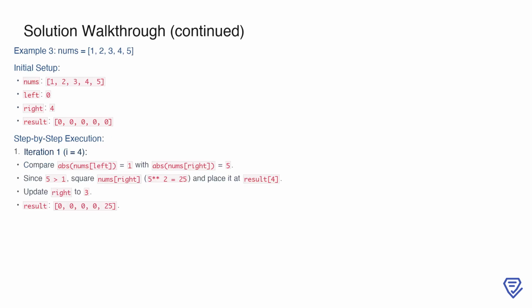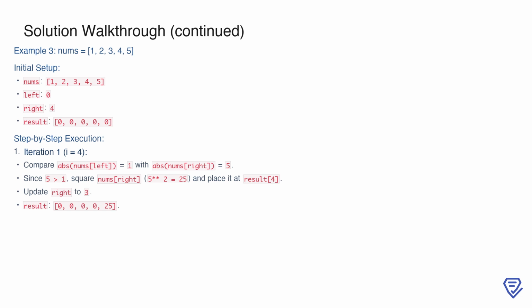For the first iteration in this example, we compare abs(1) and abs(5). Since abs(5) is larger, we square 5 to get 25 and place it in the last position of the result array. The right pointer moves inward. The result array now looks like 0, 0, 0, 0, 25.